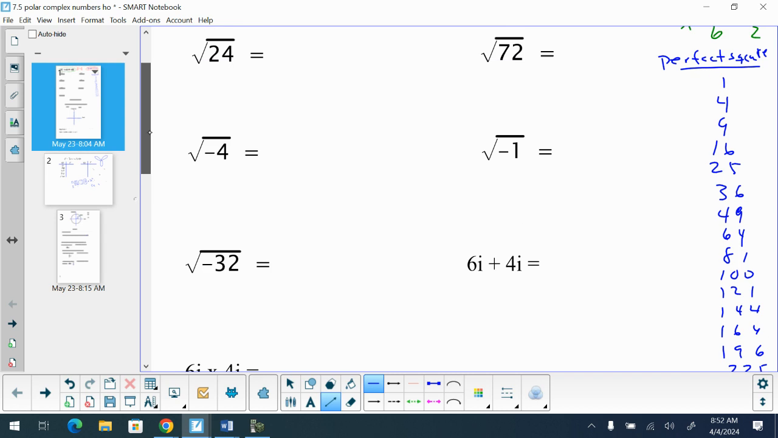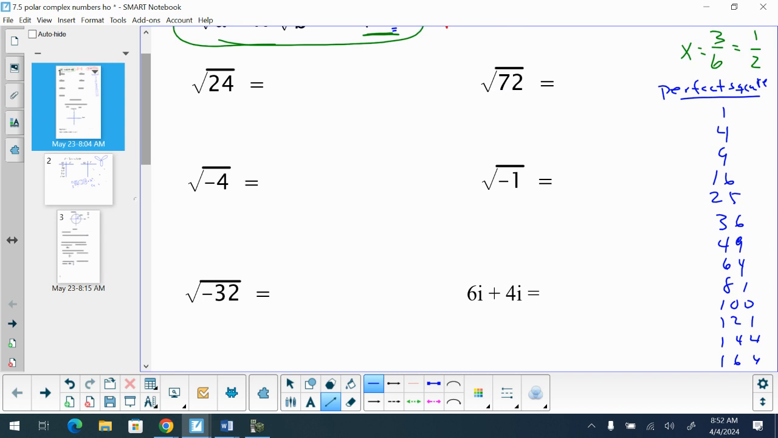Now, even though 0 is not a perfect square, if I would throw it up here, because 0 times 0 is 0, if I take the square root of 0, I could say it's 0, but there's more than one thing I can multiply to get 0.